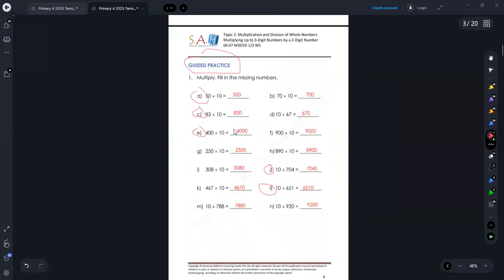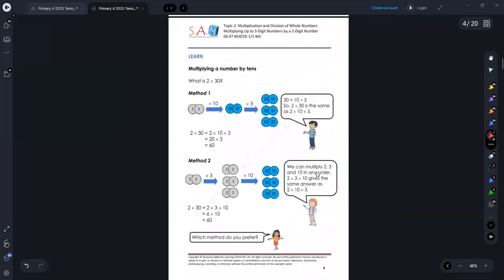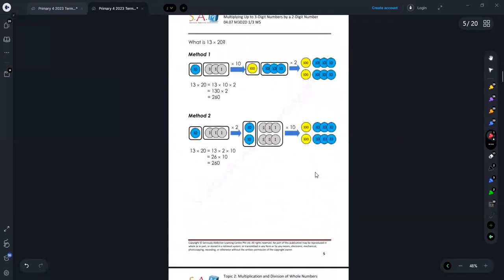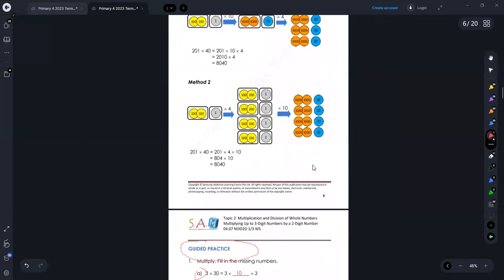Then get them to do selected questions from guided practice. I don't think they need to do too long. That's quite straightforward. 50 times 10 equals 50 tens, so 50 tens is 500. 704 times 10 is 704 tens, so it's 7,040. So quite straightforward. And of course here we have multiplied by 10. What if it's not times 10? What if it's times 20, times 30, times 40?